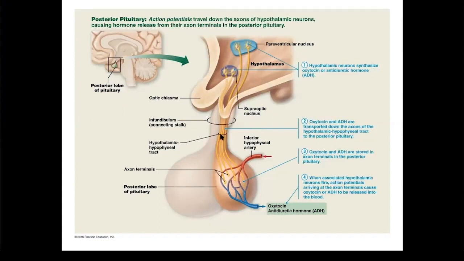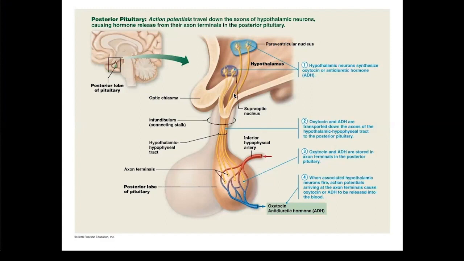I know it is the posterior pituitary because of the presence of the hypophyseal or hypothalamic hypophyseal tract. You have two nuclei within the hypothalamus that are going to secrete the hormones oxytocin and ADH. These two nuclei are the paraventricular nucleus and the supraoptic nucleus. Remember that a nucleus is a collection of cell bodies, neuron cell bodies within the central nervous system. These nuclei produce or synthesize the hormones from the posterior pituitary.